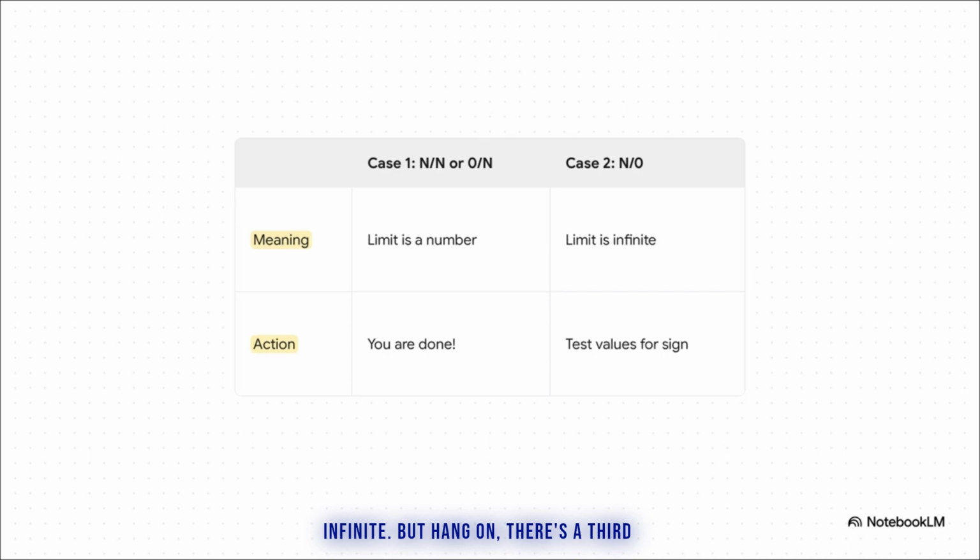But hang on, there's a third critical outcome we have to talk about. What if you get 0/0? Now this isn't a final answer, and it's not infinity. It's something called an indeterminate form. And it's basically a clue that you need to do a little more detective work, usually some algebra, like factoring, to find the true limit hiding underneath. It's the most complex case, but honestly, it's often the most interesting one to solve.